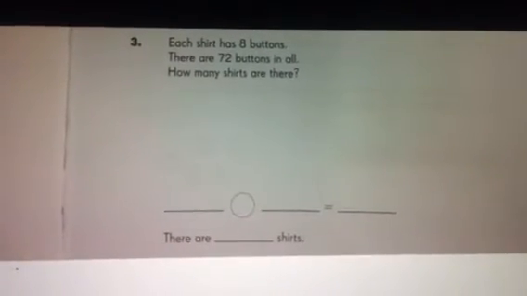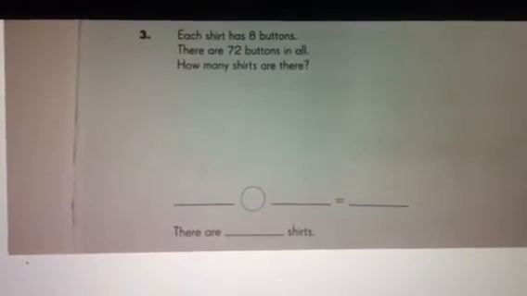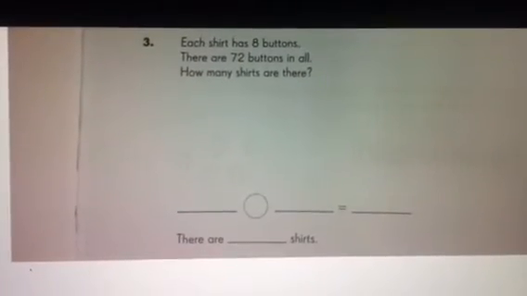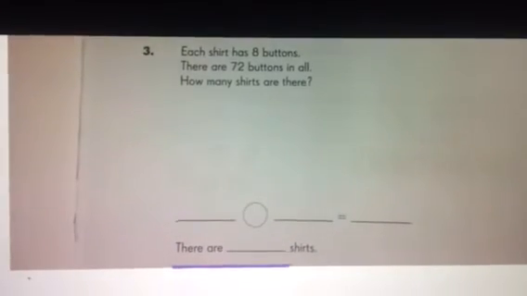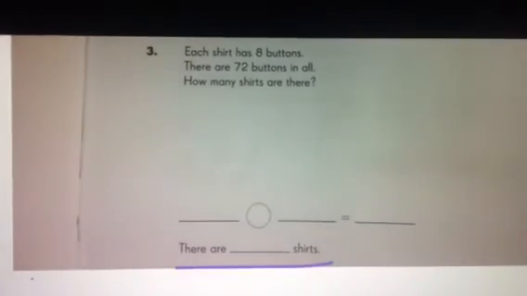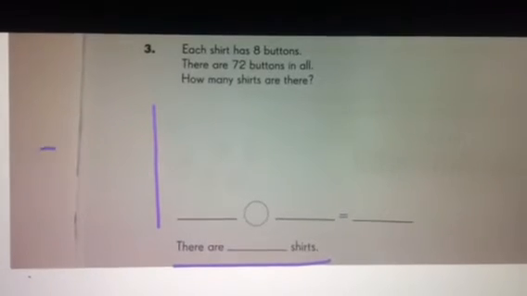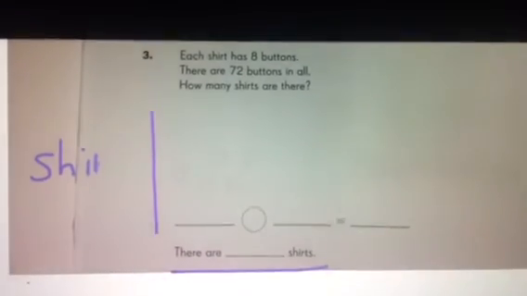Each shirt has 8 buttons. There are 72 buttons in all. How many shirts are there? Well, this is the answer statement. There are blank shirts. Who or what is this problem about? It is about shirts.